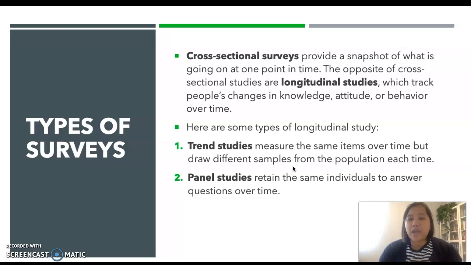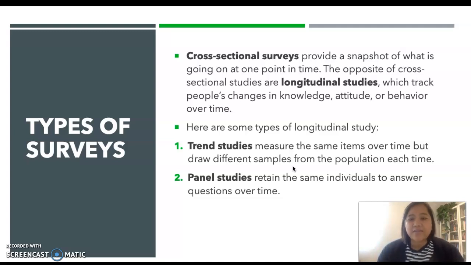So here are some types of longitudinal studies. One is what we call trend studies, which measure the same items over time, but draw different samples from the population each time. So every time you are asking the questions, you're going to ask different people, because you're going to use different samples from your population each time. So if you ask the question right now to these 10 people, and then you ask the same question again next year, but you are recruiting different 10 people because you're going to use different samples, that's what we call trend studies.